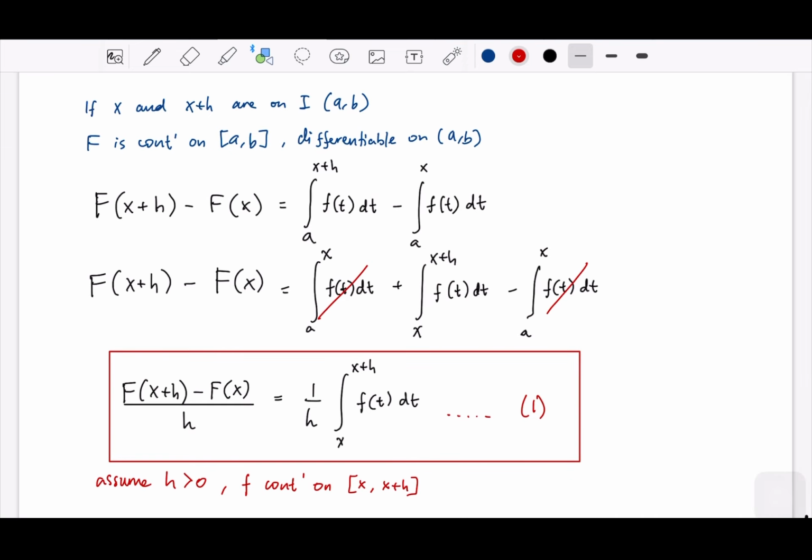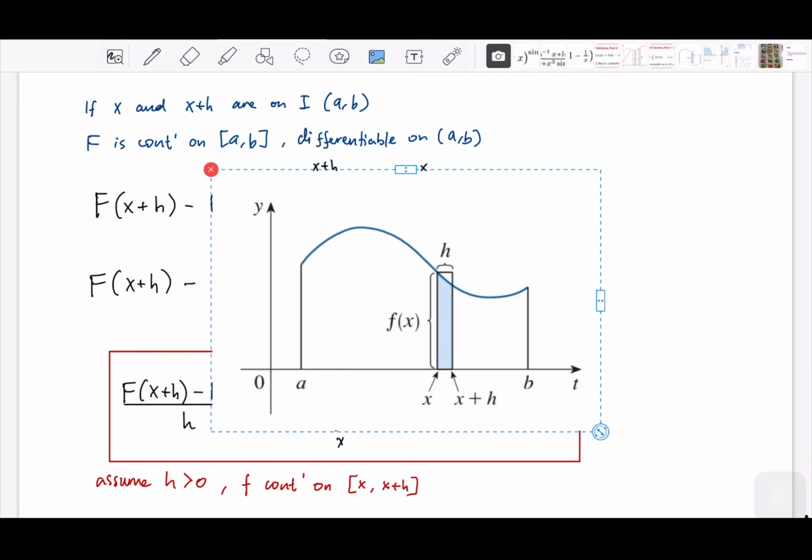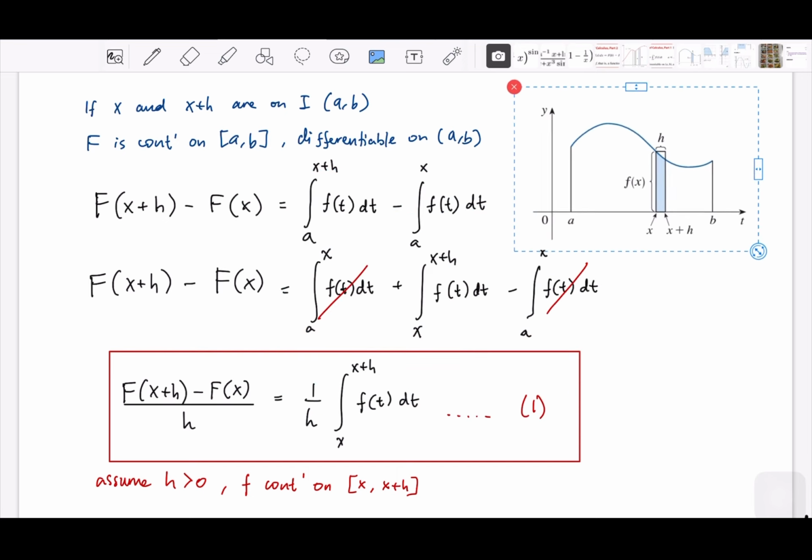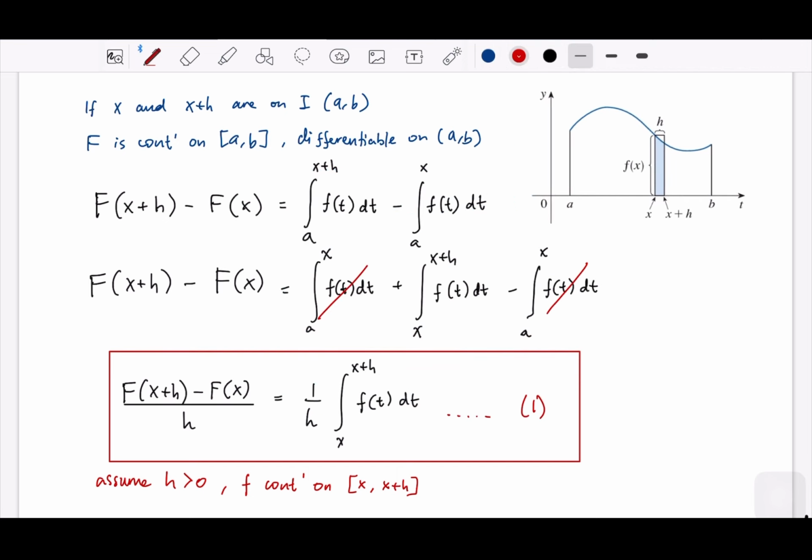Okay, maybe to give you more illustrations, this is actually what is going on within this. Okay. So actually, what we have here, this x to x plus h, is just this rectangle here, okay, that we are going to approach. We want to approximate this area under the curve on those small rectangles.